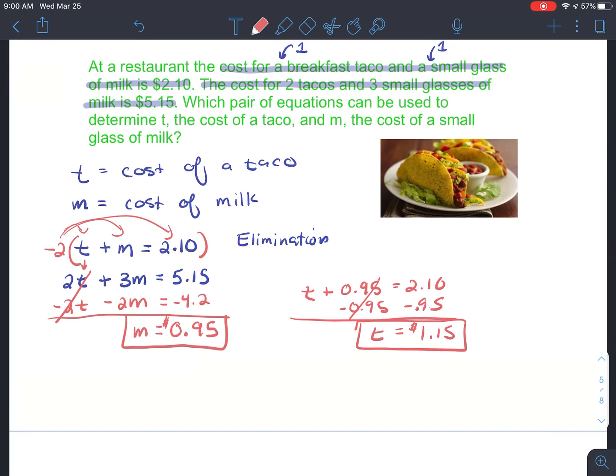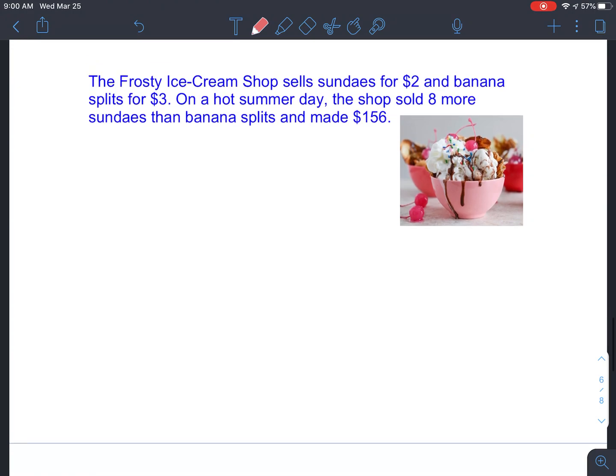And I don't know why anybody wants to drink milk with tacos, but that would be the cost for this particular place. I guess if it's spicy, you might want milk.